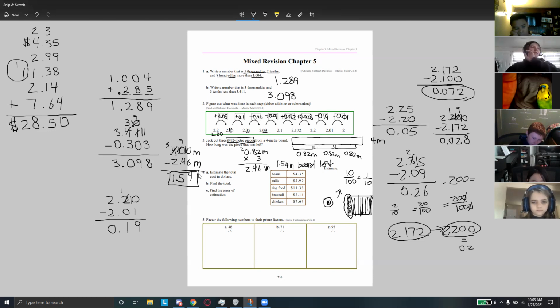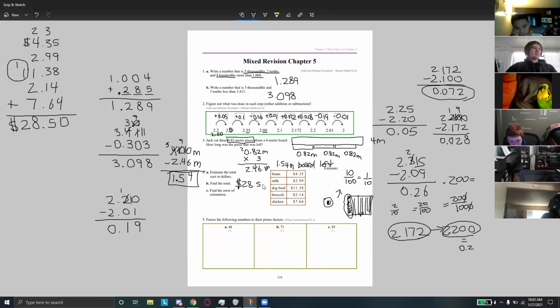But we want to find the approximate. Luckily, what we can do is find the error of estimation. Oh, they don't want us to find the average. That's all right. Well, it doesn't matter. I was starting the steps to find the average, but they don't want us to find the average. But luckily for us, 4B wants us to find the total. So we found the actual total, $28.50.